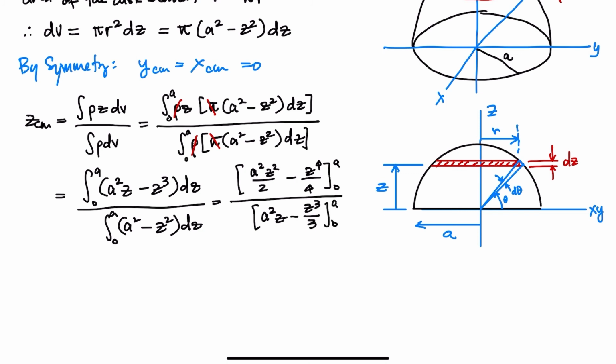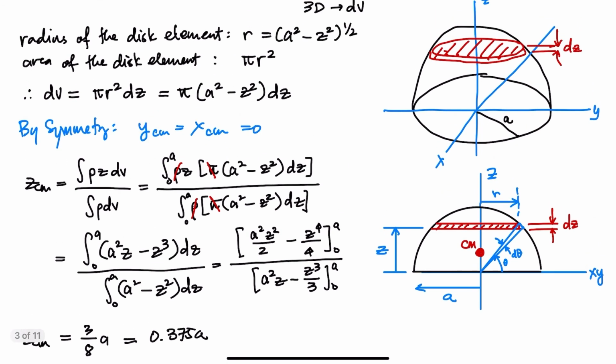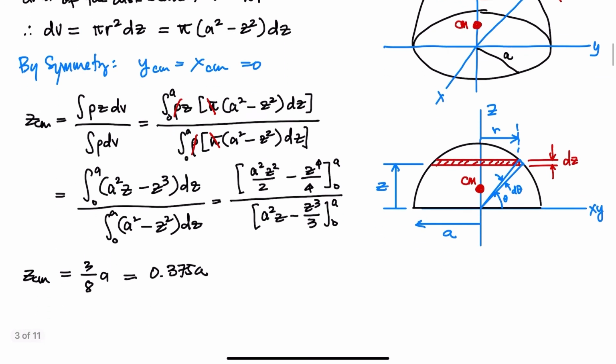And if we evaluate this, we are left with the value of z center of mass being 3 over 8 a. This is equal to exactly 0.375a. So if we locate that here, it should be somewhere here. This will be your center of mass. For this view, it will be somewhere here. This will be the center of mass.